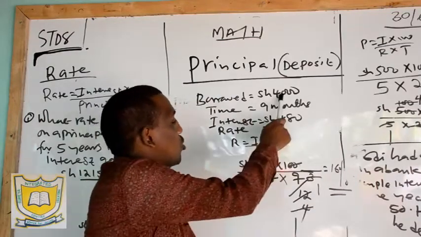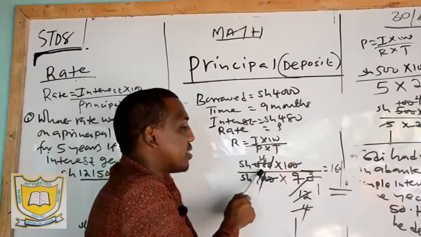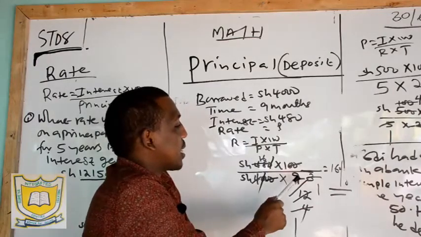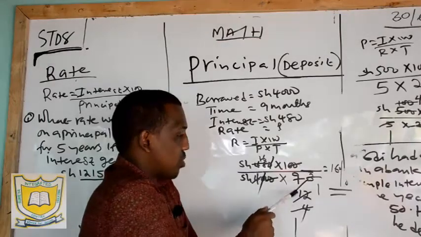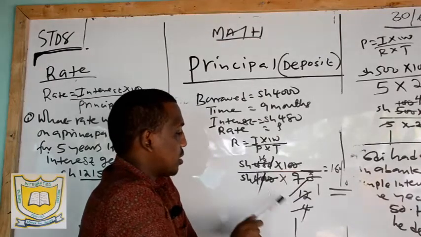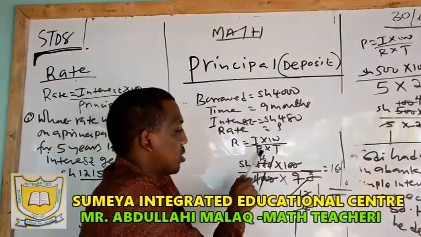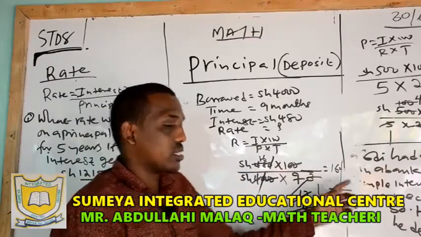I said borrowed, interest 480 times 100, over the principal 4,000, time is 9 over 12 now. So it's a month. So by 12, by 4, 1, by 3, 4, by 3, 3, by 4, 1, by 4, 16. So you'll get 16%. That's how we get the rate.